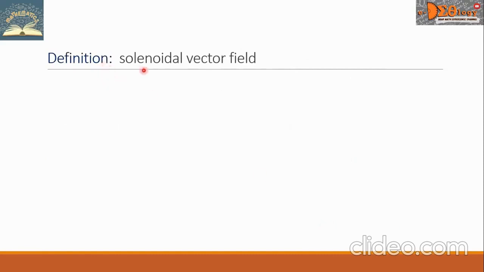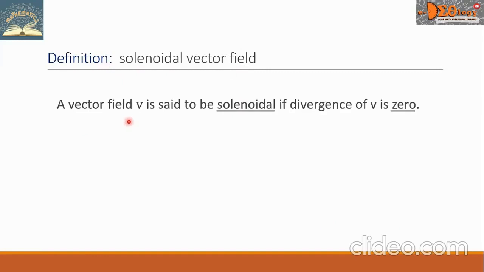Let's define solenoidal vector field. A vector field V is said to be solenoidal if divergence of V is 0. Thus, div V equals gradient dot V, and this is equal to 0.